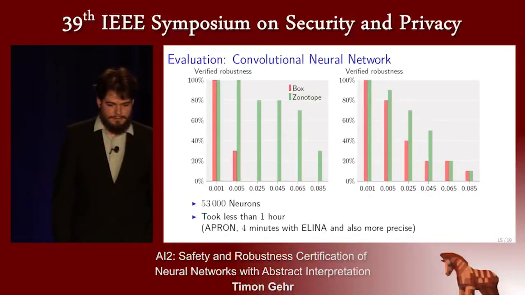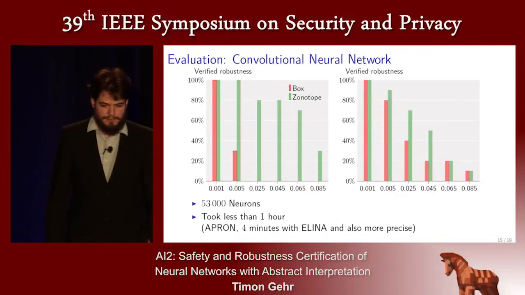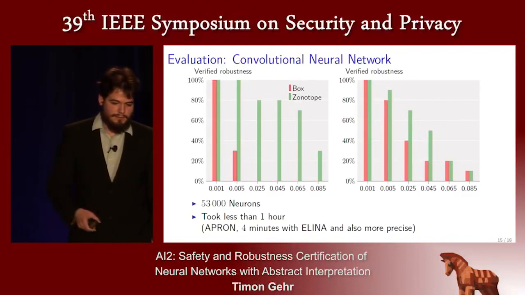So we've evaluated our approach, of course. Here you can see results on a convolutional neural network with a lot of neurons. We showed that the box domain is faster than the zonotope domain, and we have also tried the polyhedra domain, but it was too slow, so it didn't terminate at all. This took less than 1 hour, but those results are out of date.